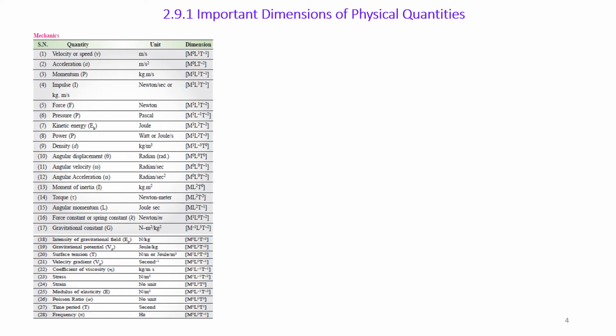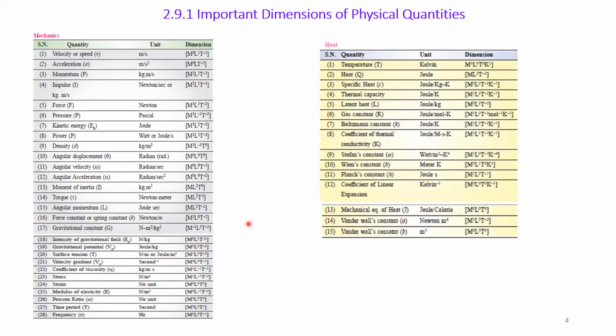Important dimensions of physical quantities. Table 1 gives you about 28 important parameters or physical quantities like velocity, speed, acceleration, momentum. All these you are going to study in subsequent chapters, and their units are given in column number 3 and their dimensions in column number 4.